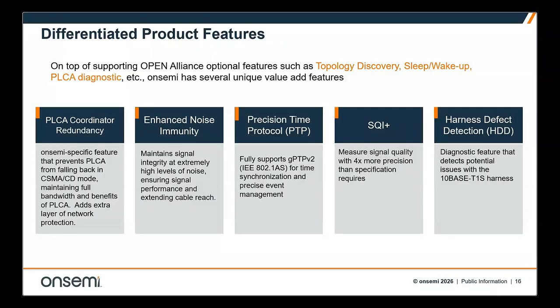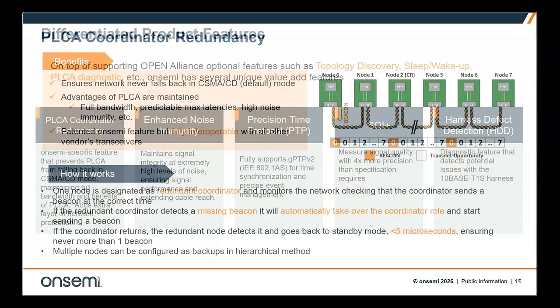And fifth, the enhanced noise immunity, which maintains signal integrity at extremely high noise levels, which effectively extends cable reach. Each of these features has measurable system level value: better reliability, longer reach and proactive diagnostics, and none of them are available from any other supplier today. A little bit more in detail.